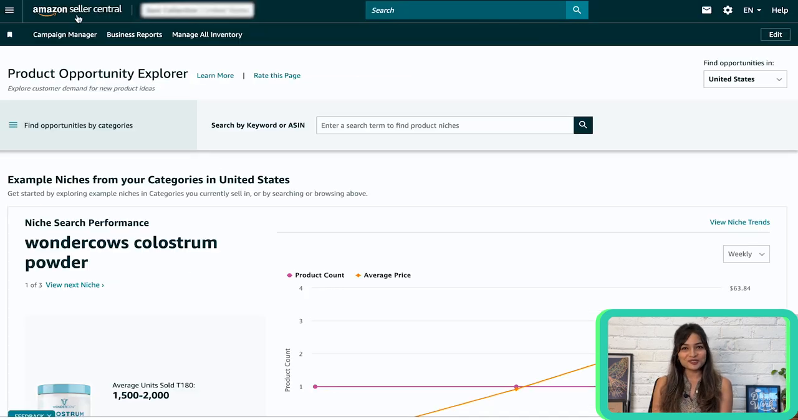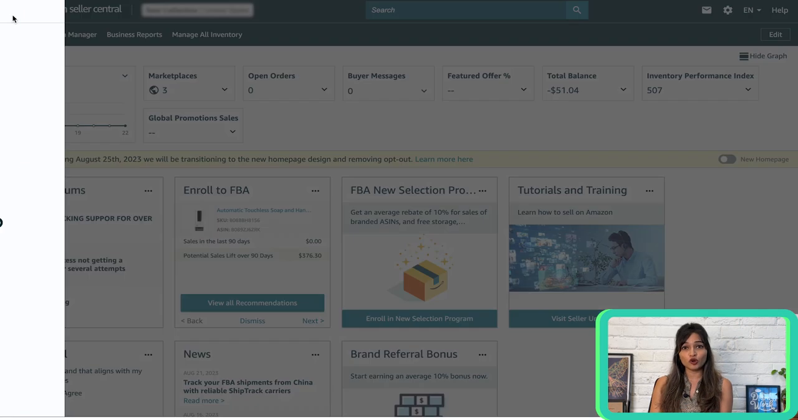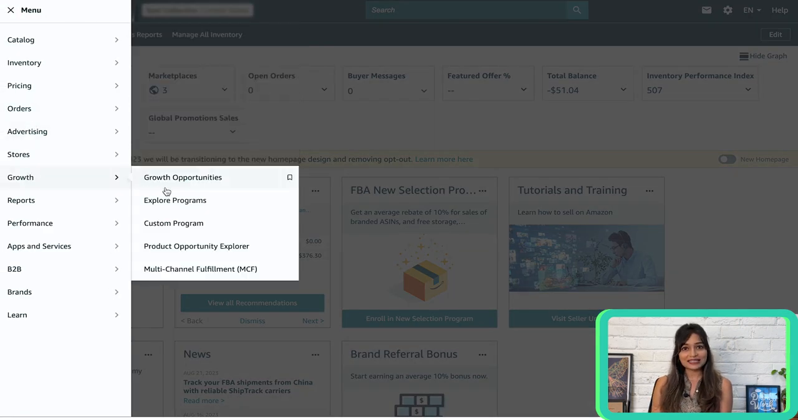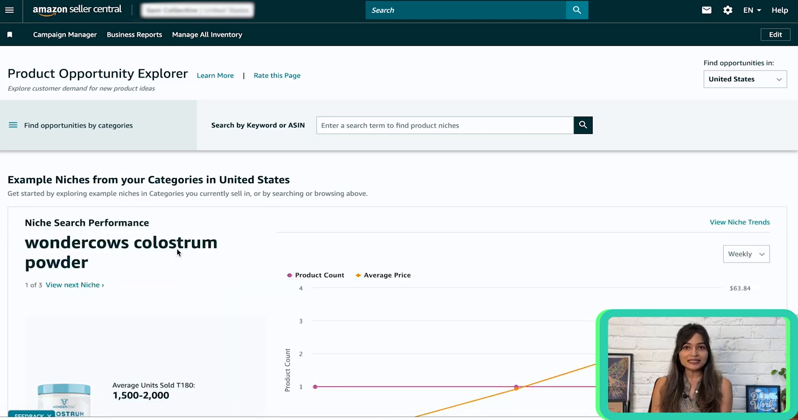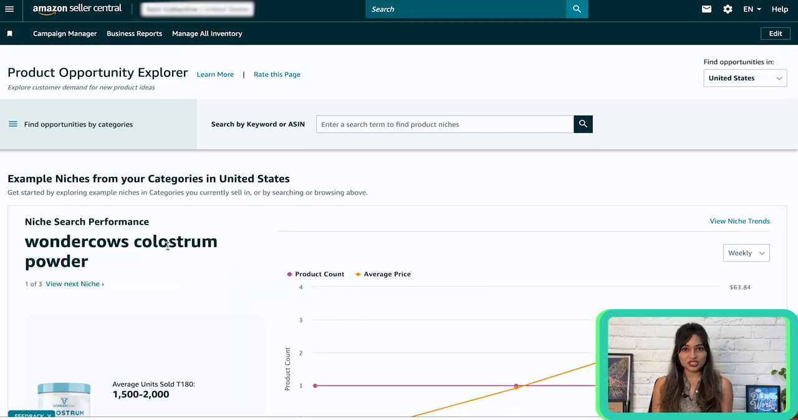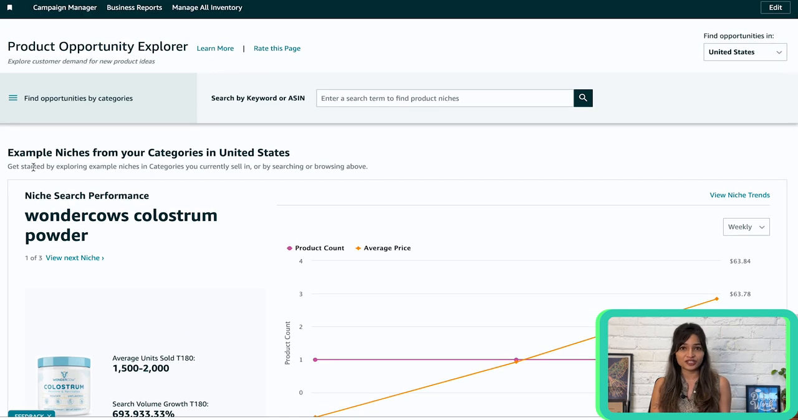To access this simple tool, go to the main menu in your Amazon Seller Central account, hover over the Growth section and select the Product Opportunity Explorer. Once you are in the tool, you'll immediately see example niches that Amazon recommends. These recommendations are tailored to the categories you sell in and your past selling history.